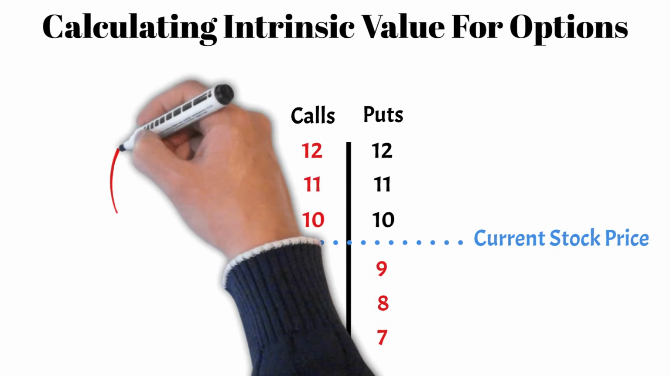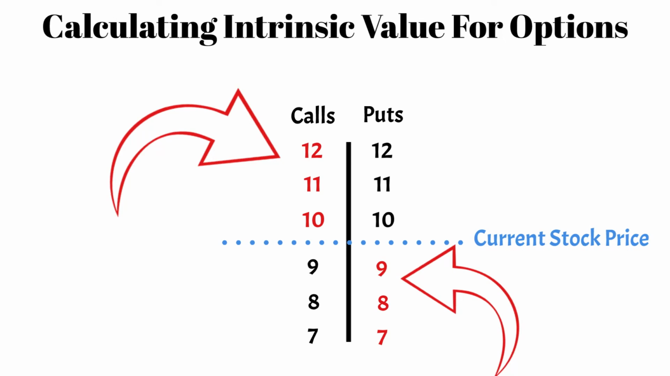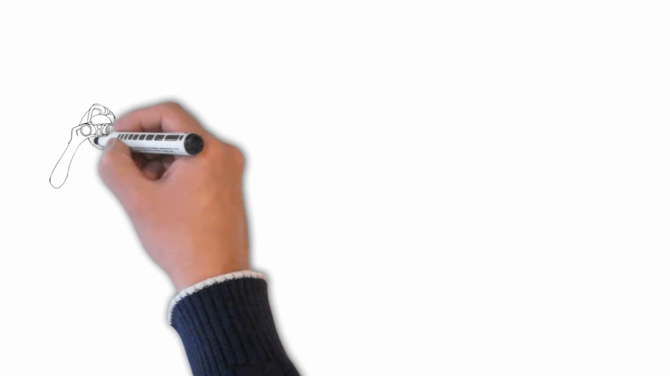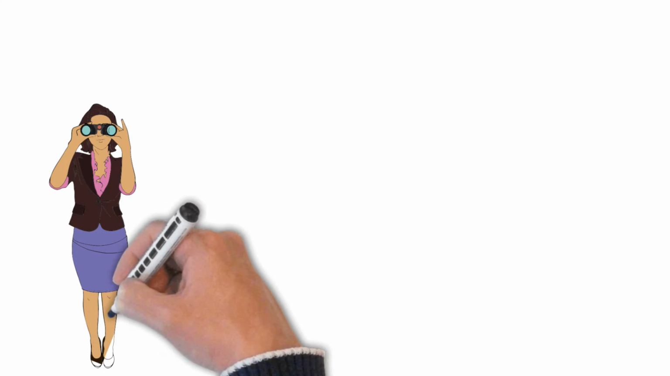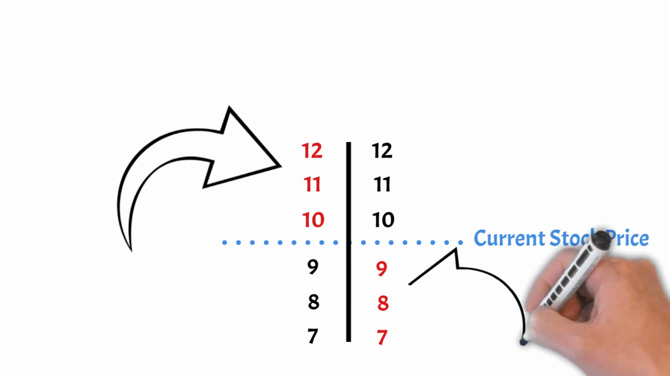The last intrinsic value formula we will cover is used for options. Out-of-the-money contracts have zero intrinsic value by nature because they are already trading above the stock price if you are buying a call, or below if you are buying a put. That's why out-of-the-money contracts are considered to be more speculative, and therefore, more risky. However, in-the-money contracts have intrinsic value.